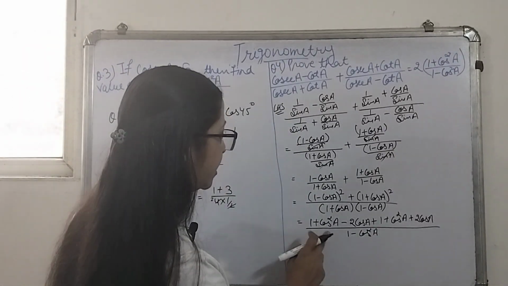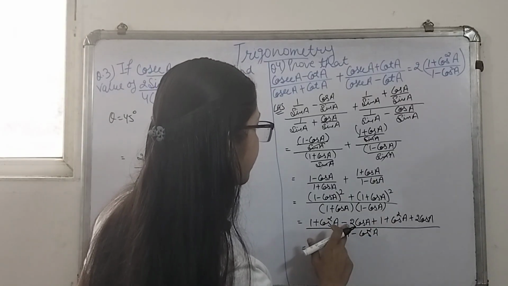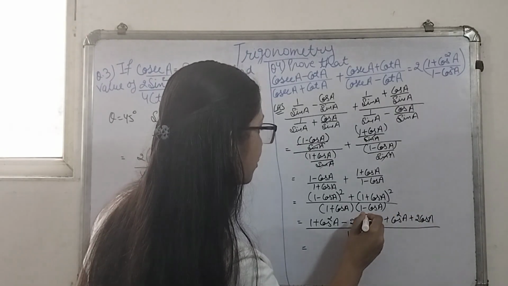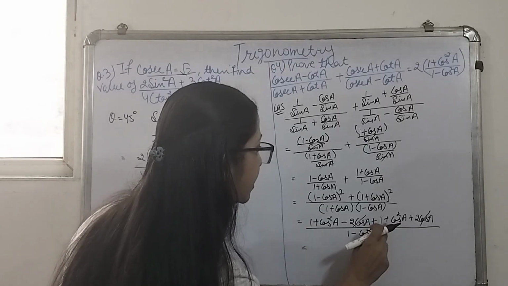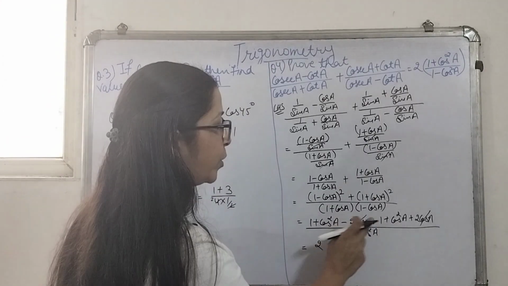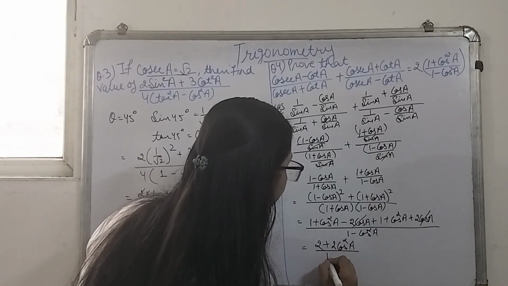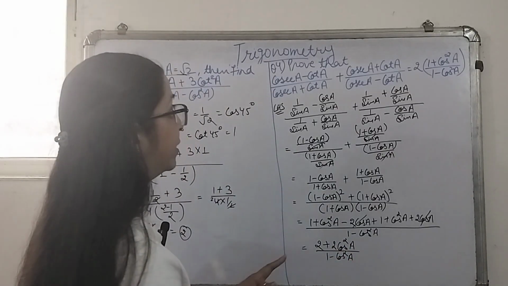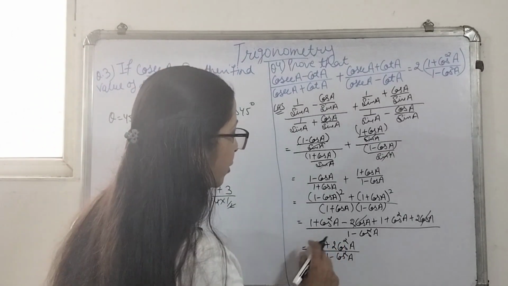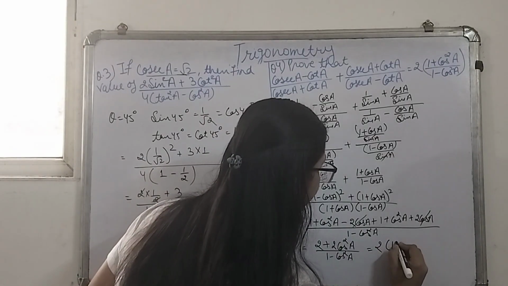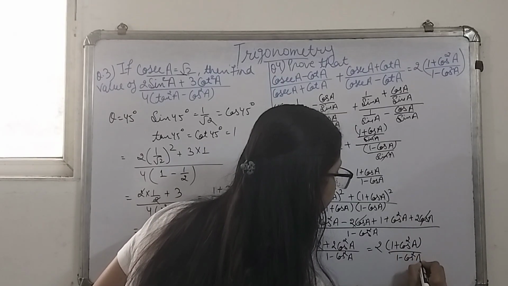Now see over here, cos square A positive, cos square A positive, it is minus 2 cos A, it is plus 2 cos A. So minus 2 cos A and plus 2 cos A got cancelled and it will become 1 plus 1 will be 2. Cos square A plus cos square A will be 2 times cos square A upon 1 minus cos square A. Here in the numerator, we can take 2 common because in both the two terms, 2 is common. So we'll be taking 2 common and the numerator will be 1 plus cos square A upon 1 minus cos square A.